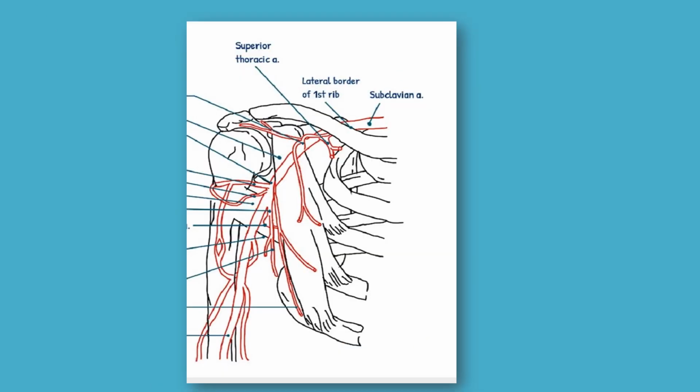Now coming to the branches of the axillary artery. From the first part, one artery arises. From the second part, two arteries arise. And from the third part, three arteries arise. First, we'll see the first part. The artery arising from the first part is the superior thoracic artery. It arises from the upper border of the pectoralis minor muscle, and it anastomoses with the internal thoracic artery.